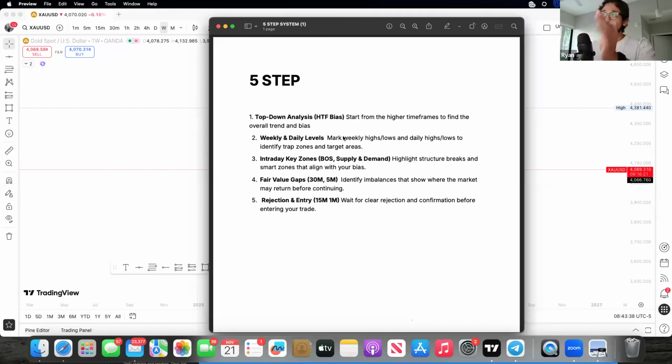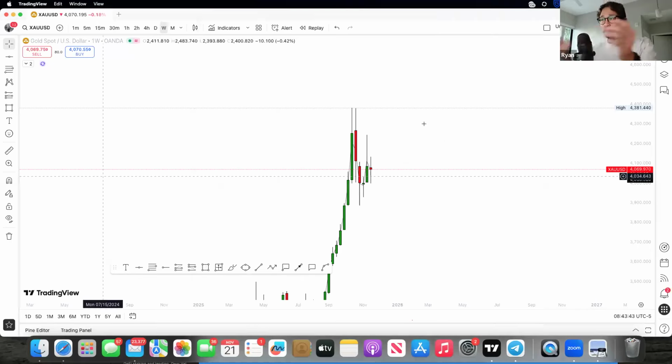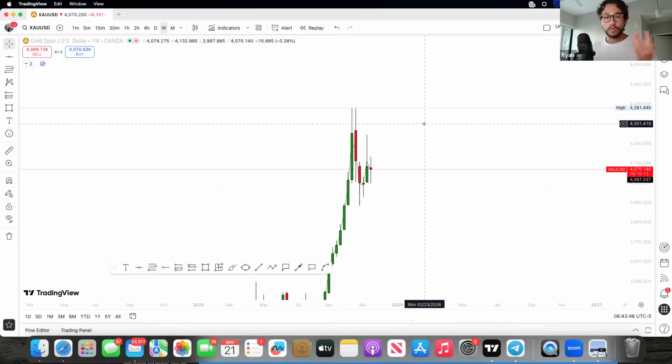Step number 2, you basically are going to mark up the weekly highs and the lows, the daily highs and lows, so pretty much to identify trap zones where there's liquidity either sitting above or below, and you guys can also use that as potential targets, right? Any question with that one so far? With the numbers, the first 2 steps? Okay, okay, cool. So that's the first steps that I do.